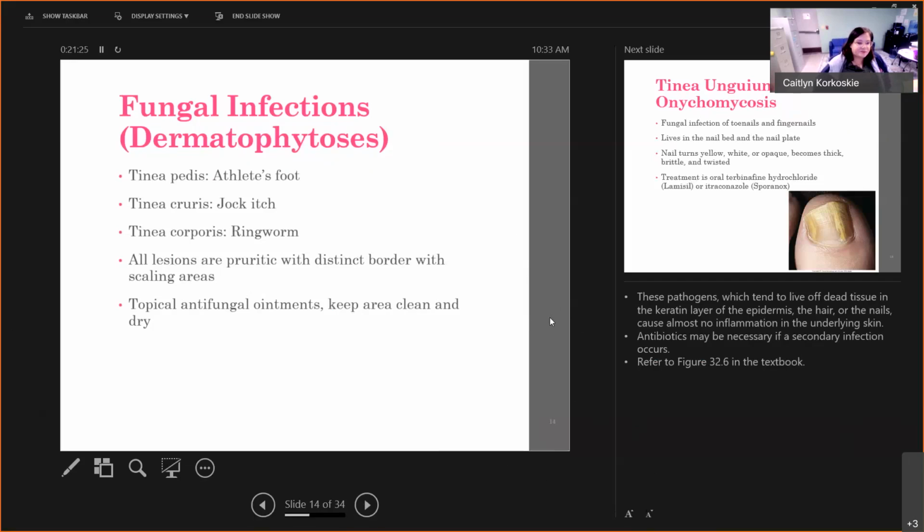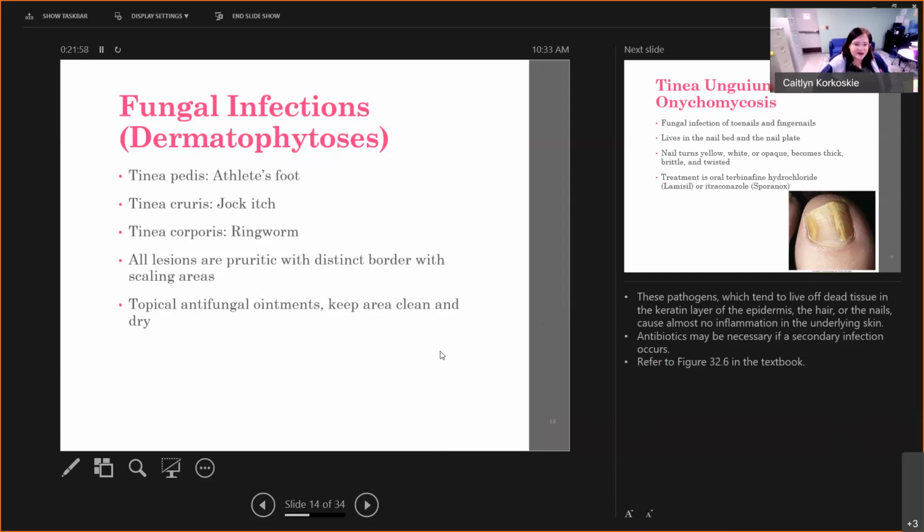And then tinea corporis is ringworm, which can happen pretty much anywhere on the skin. Most commonly it happens to people who are wrestling, because fungi like to stick to areas that are really moist and warm. In sports, particularly wrestling, there's lots of sweating, and you're on those mats, and then the ringworm can transfer to the next player.